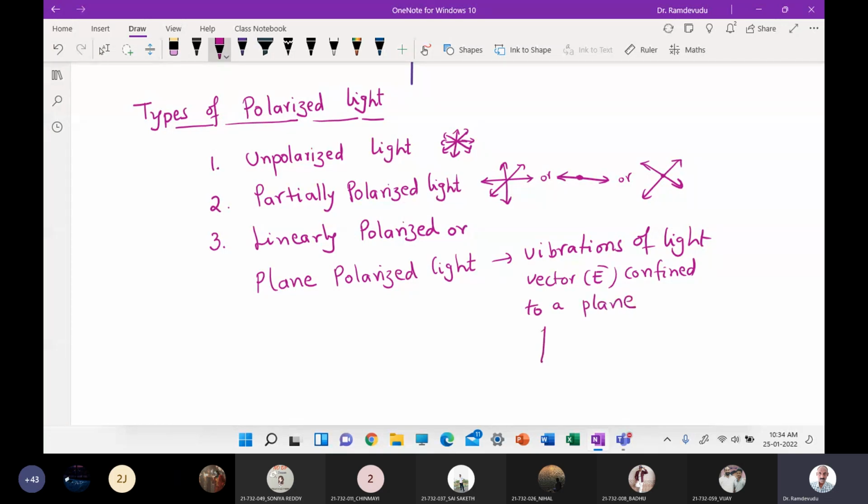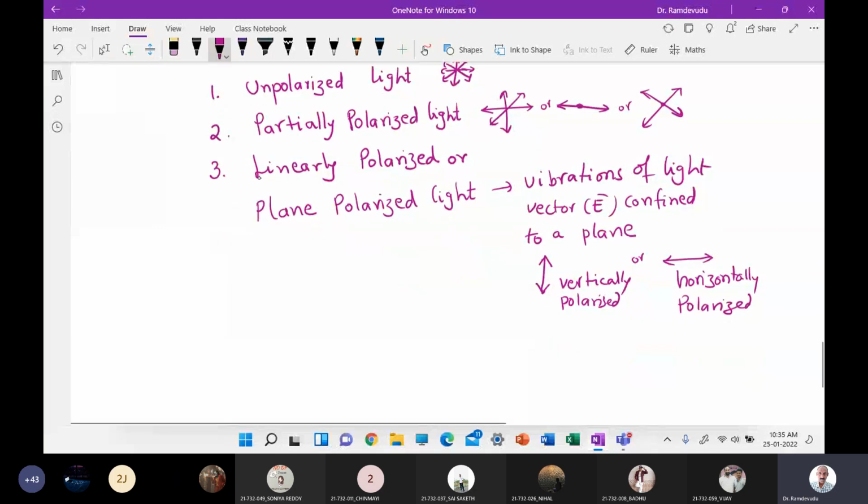That means we have this plane polarized, which is called vertically polarized. Or we have only a vector like this. This is called horizontally polarized. So we need sometimes these light vectors for some special applications. So linearly polarized or plane polarized.